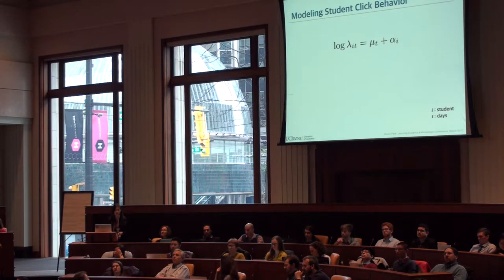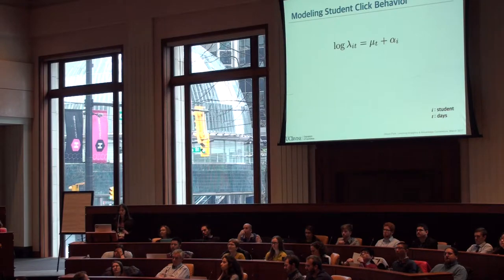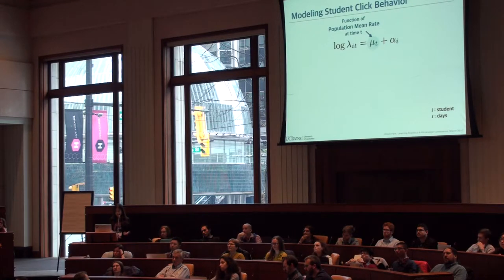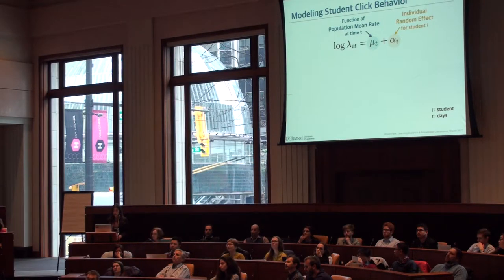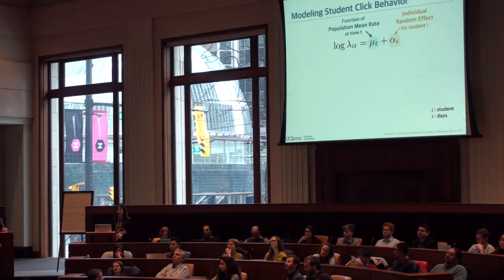This equation is our model. It looks quite simple. We used log of lambda_it equal to some linear function, and we used the log of lambda_it to guarantee that the estimates of lambda_it are larger than zero. And the mu_t here is the general trend of the population that we discussed, and the alpha_i is the individual random effect for student i, and it's going to be a constant value for each student i. This alpha_i will tell us if the student is more active or less active compared to the population.